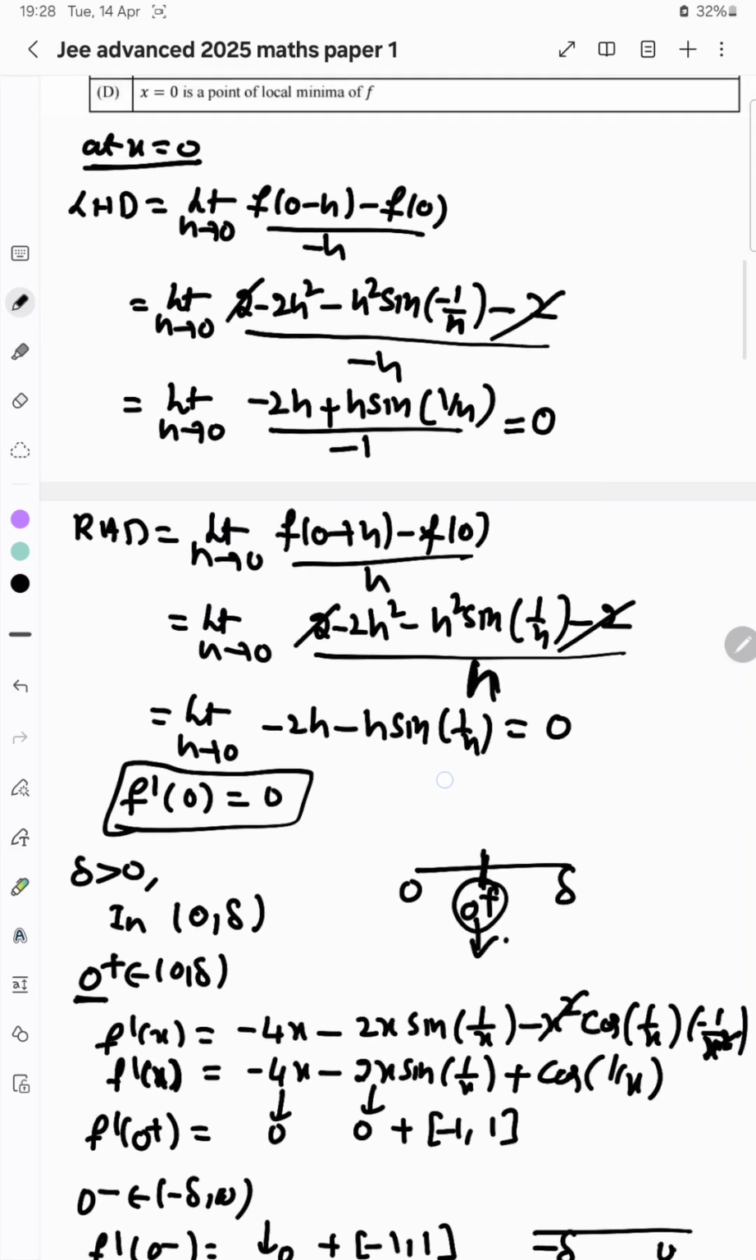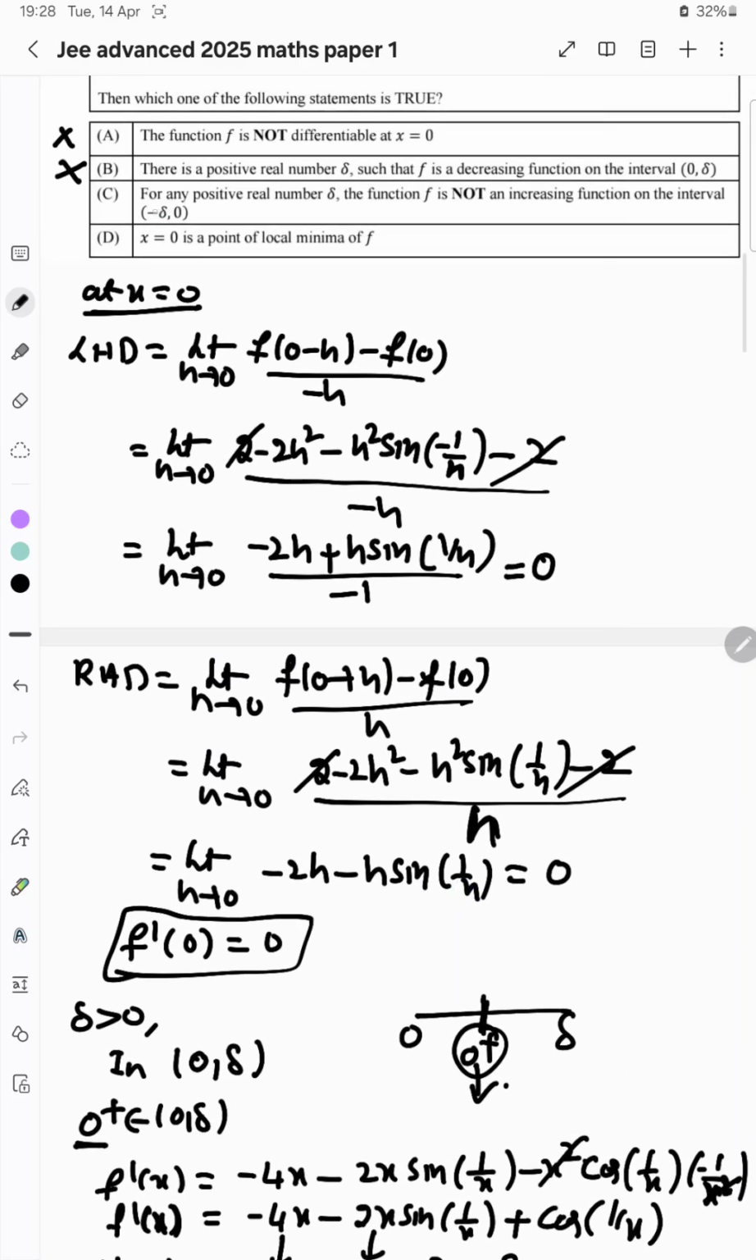Okay, so option C. What is the mention here? Option C: for any positive real number delta, the function is not increasing, only they gave. Here we got that only, right? It is not increasing continuously, not decreasing continuously. I am not saying here decreasing. I am saying it is not decreasing, not increasing only. So option C is a possible answer, right? Next, option D is what?